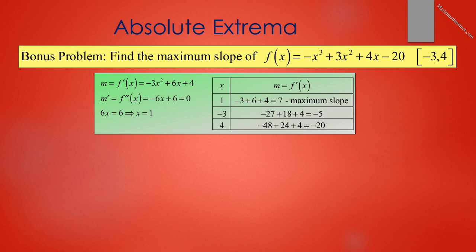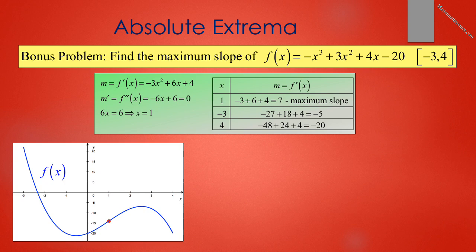We plug those values of x not into the function, but into the slope of the function, which is f prime of x. So f prime of 1 is equal to negative 3 plus 6 plus 4, which is equal to 7. F prime of negative 3 equals negative 27 plus 18 plus 4, which is negative 5. And f prime of 4 equals negative 48 plus 24 plus 4, which is negative 20. So we find that our maximum slope occurs at x is equal to 1, and the maximum slope is 7.